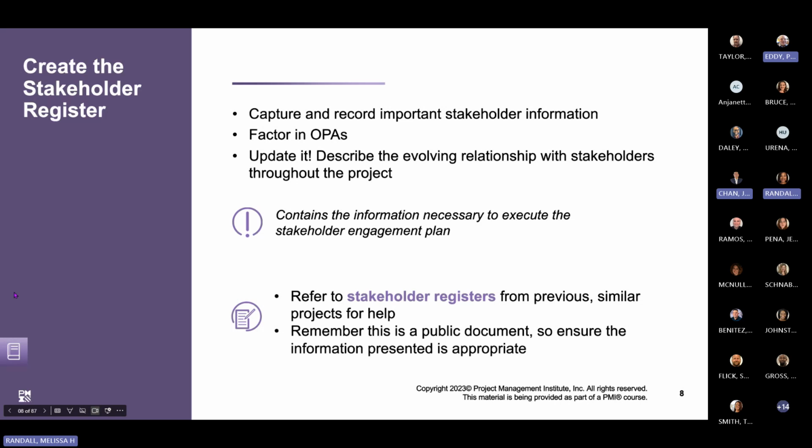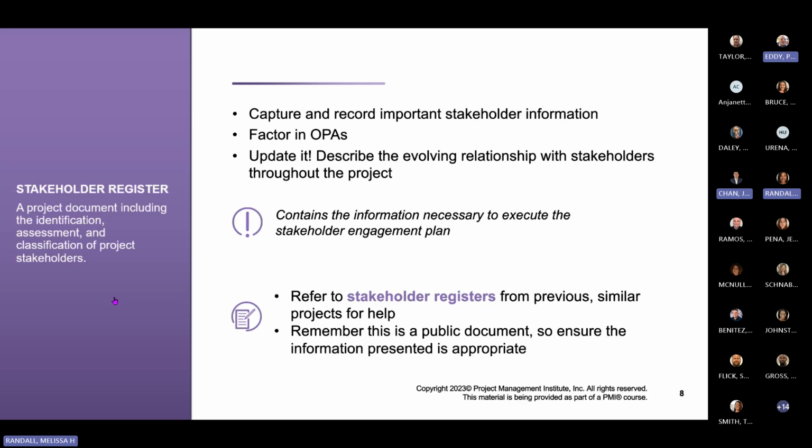So the next one is create the stakeholder register, and I'll do the definition first. A project document including the identification, assessment, and classification of project stakeholders. Some of the things you will be able to use to help you with this: as on the previous slide, we were talking to our team members, trying to make that list, going through the stakeholder analysis, trying to identify who all these individuals are that are going to be impacted by our project. And so we talk about capturing and recording the important stakeholder information.